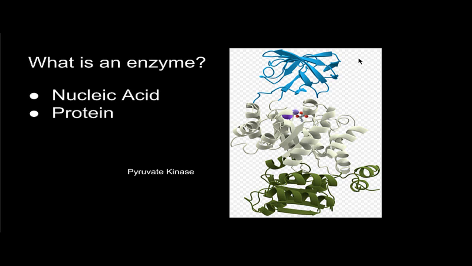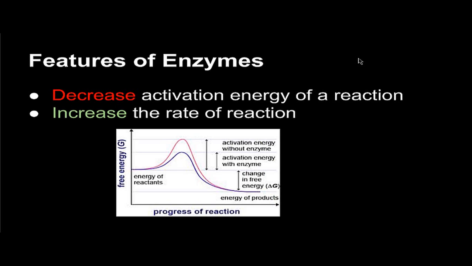In the picture here, I have a picture of pyruvate kinase, an enzyme you might be familiar with from biochemistry. If you haven't heard of it, it's totally fine. But essentially, pyruvate kinase is a critical step in the formation of pyruvate, and we will be seeing it again later in this lecture at some point. Some basic features of enzymes. They decrease the activation energy of a reaction, and they increase the rate.